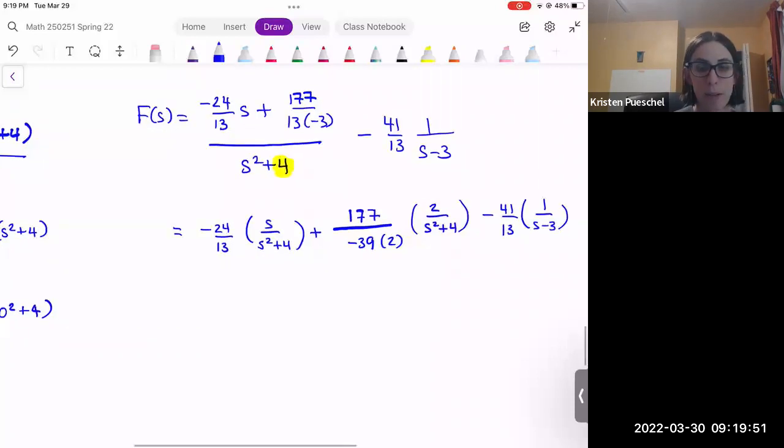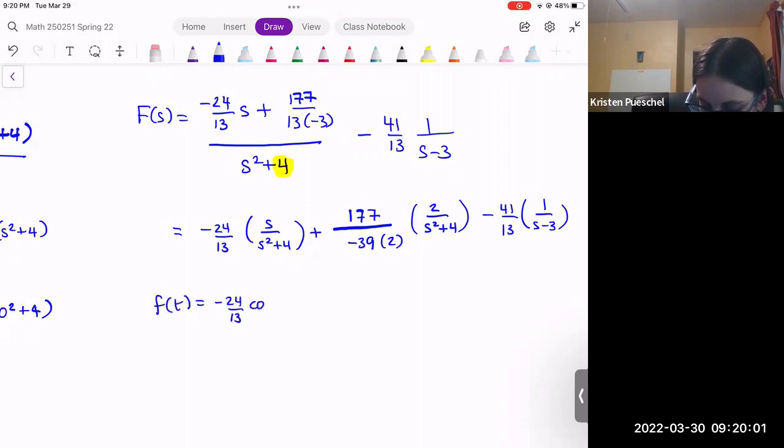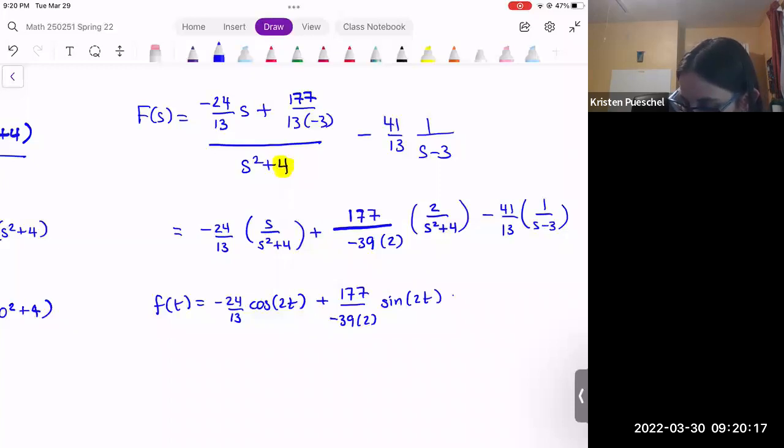Now we're going to take inverse Laplace transforms of each of these terms. So f of t here is -24 over 13 times cosine of 2t. Then we have this ugly term, 177 over -39 times 2 times sine of 2t. And then finally, -41 over 13 times e to the 3t.